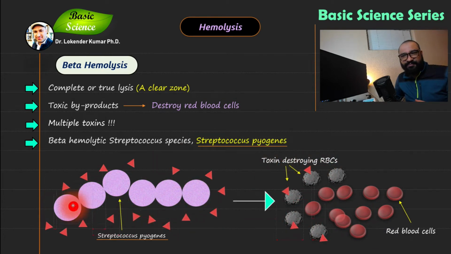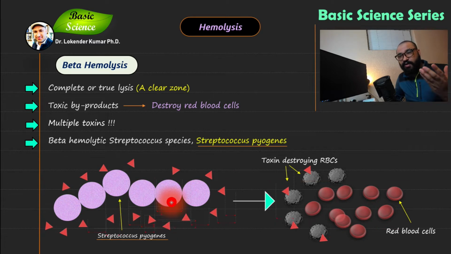bacterial cells, right? So as you all know, I try to make these illustrations to make you aware of that particular concept in detail, because it's always very convenient to explain any concept using illustrations. So basically what happens in the case of beta hemolysis, you will have a complete or true lysis of the RBCs.